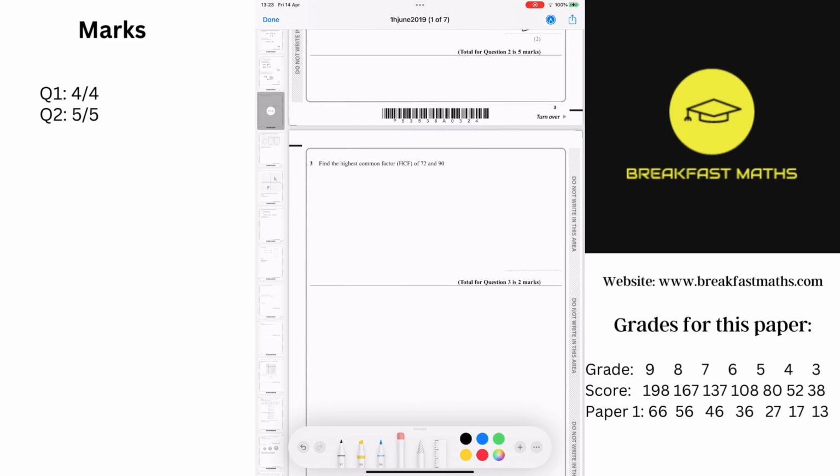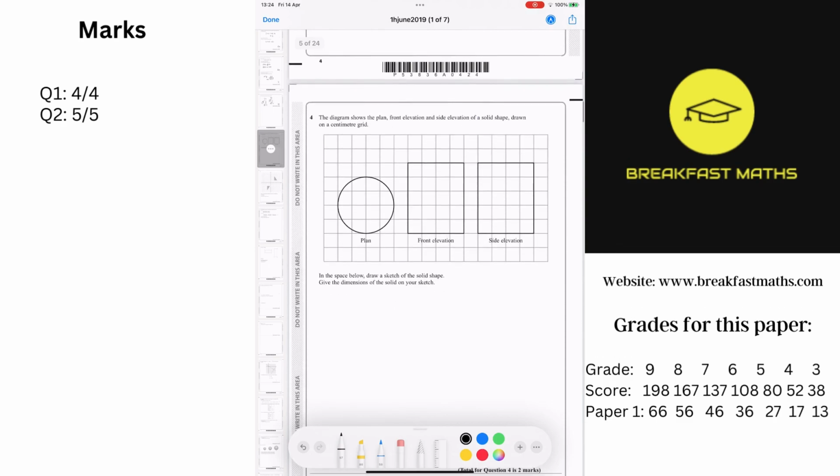Highest common factor of 72 and 90. So, well, I know what it's going to be, but let's write this out. 72, we can split up into 9 and 8. Okay, I'm not going to split that any further, but we know this can go into 2 and 4. Therefore, 90 as well can go into 9 and 10, which is 2 and 5. So as we can see, we've got 9 and 2 in both of these. Everything else is different, so that's 9 times 2, which is 18.